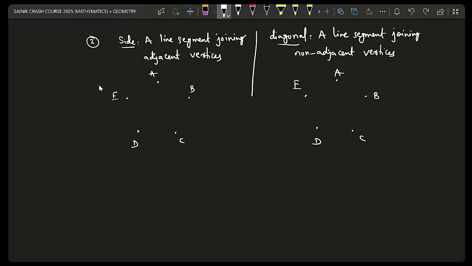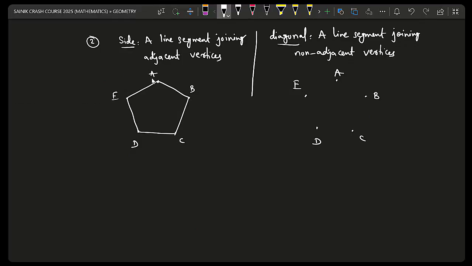So you take any two adjacent vertices and join with a line segment. The line segment is called side of the polygon. See, A and B are adjacent. So if I join A and B, I get a side. And B and C also adjacent. If I join them, I get a side because I joined adjacent vertices. CD adjacent. If you join them, you get side, side, side. That means, what do you mean by side of a polygon? It is a line segment joining adjacent vertices.